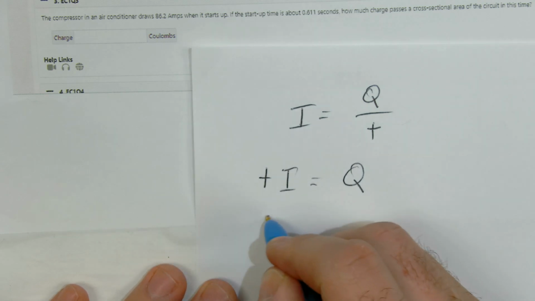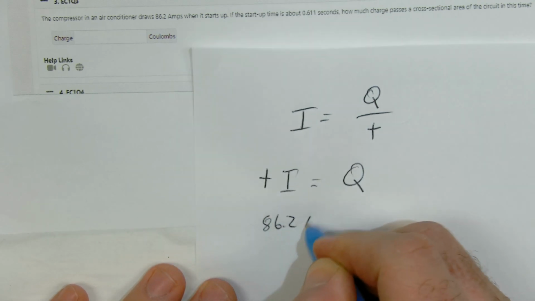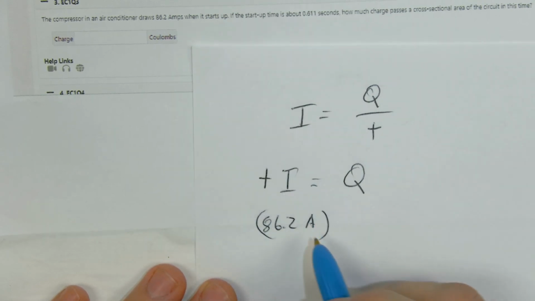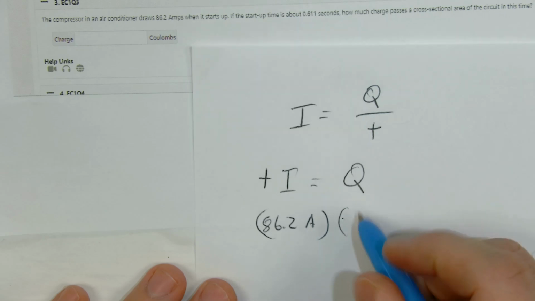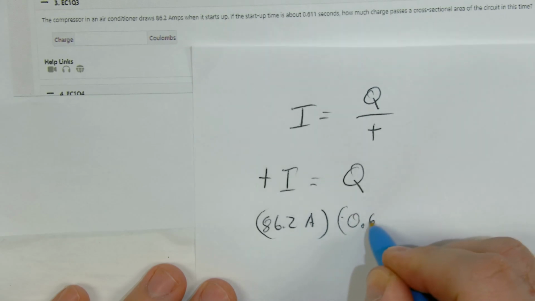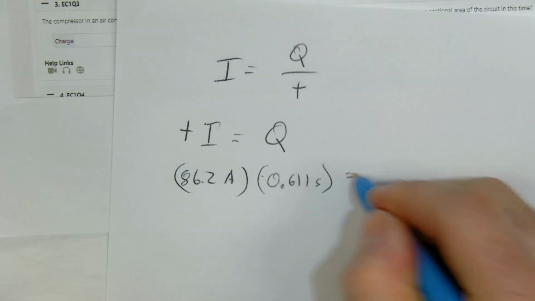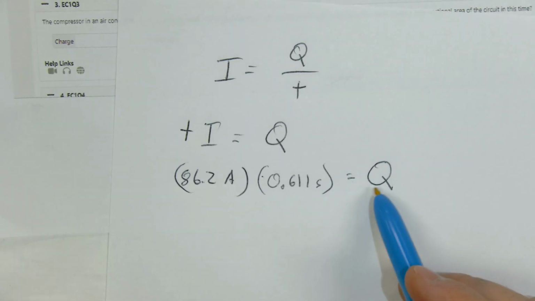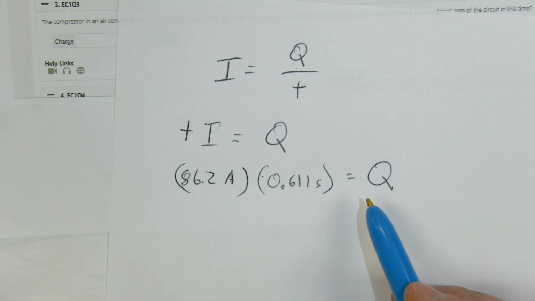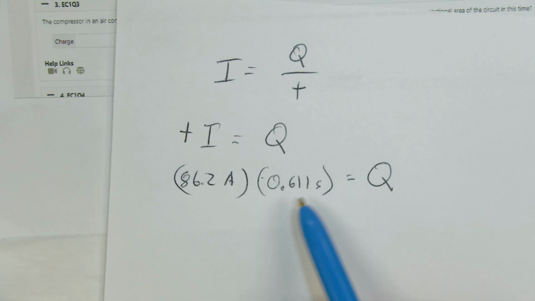Then you could sub in the numbers that you have. It gives you 86.2 amps. That's current. And then it gives you a time of 0.611 seconds. That's going to be equal to your charge. And of course, the answer to this, when you do it, would end up being in coulombs. I'm not going to spend the time to run that calculation. I think at this point, you should be pretty comfortable with that.